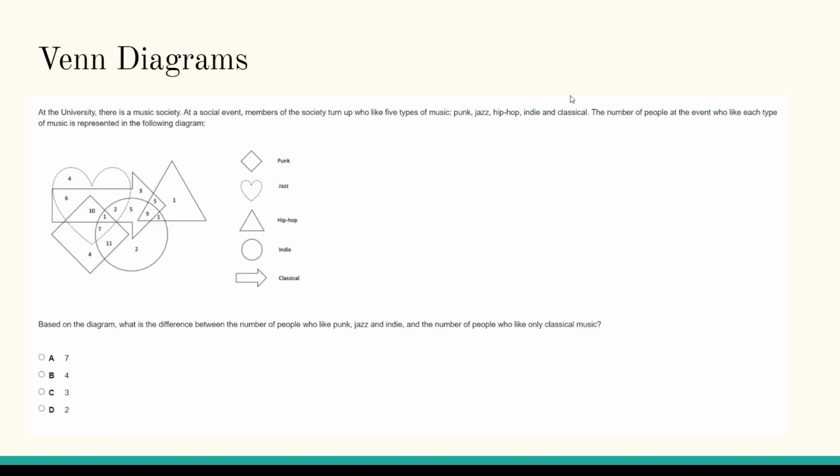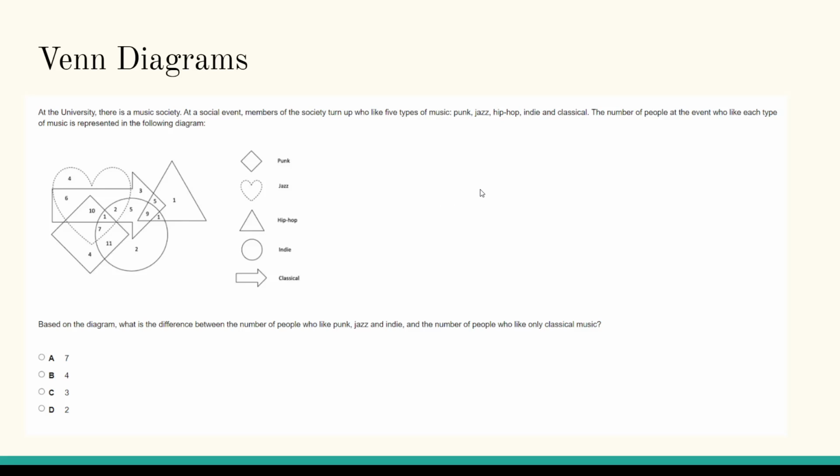Venn diagrams appear quite a lot in decision making, and so you should be aware that there will be times where you'll be given some information and you would have to choose the right Venn diagram from the information that is given. This is one of the types of Venn diagram questions, and I'll pause here for you to read the question and answer it for yourselves.